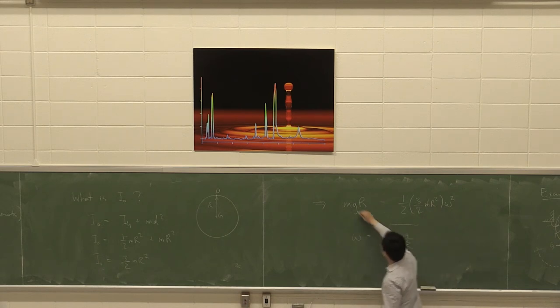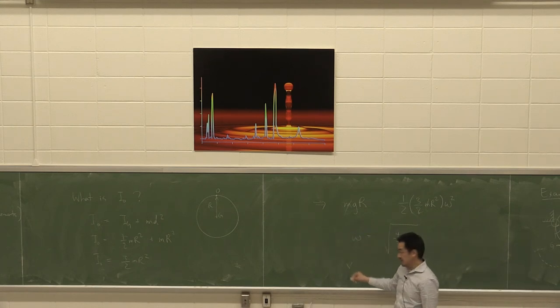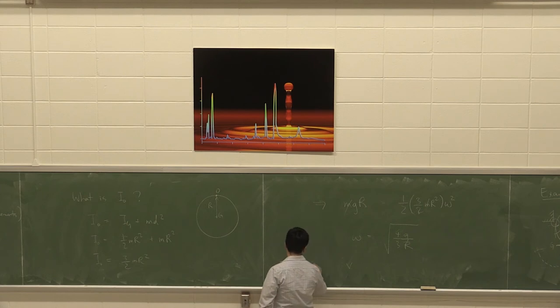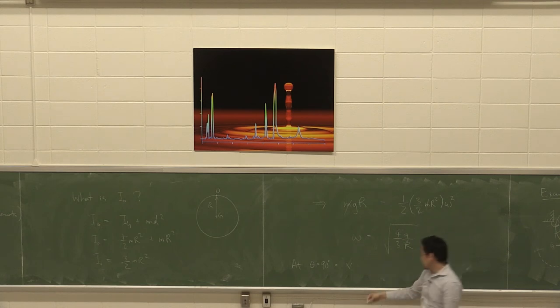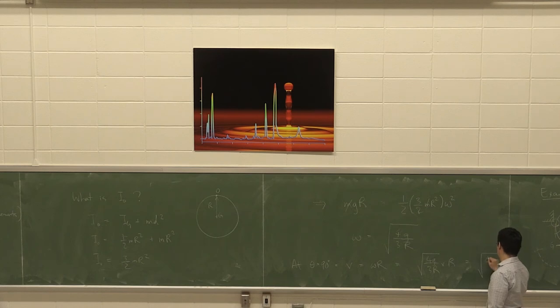Rearranging, all the m's cancel. You're left with omega equals square root of 4 thirds g over r. And then finally, the velocity at theta is 90 degrees. So the speed there must be your omega times r. So this would be square root of 4g over 3r times another r. There you go. Okay? Question?